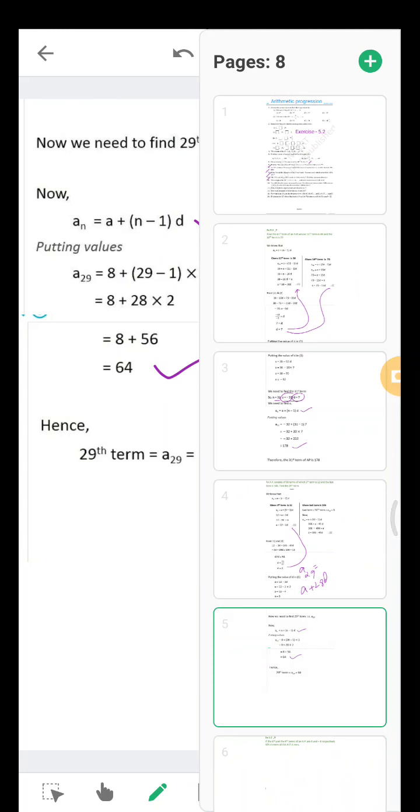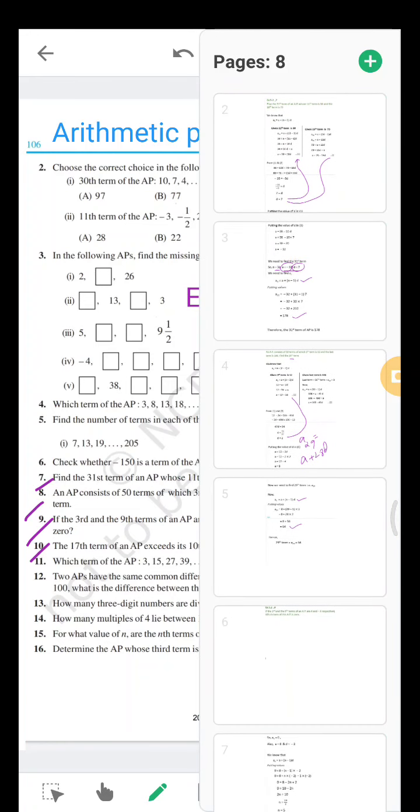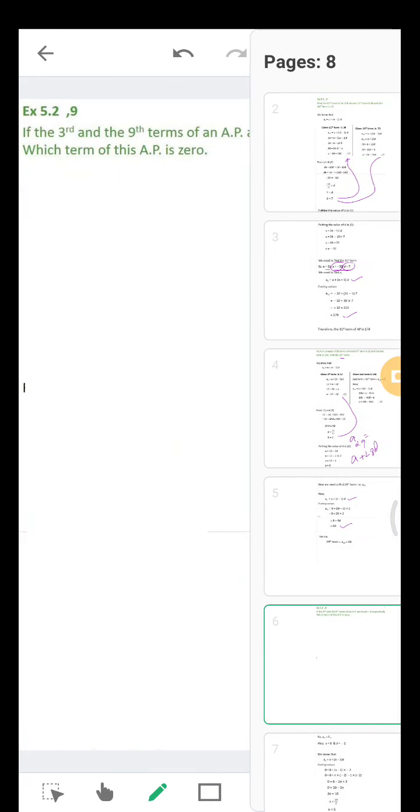Okay, this is the same as the previous questions which we have done. We did these questions in question number 3. When any two terms are given, we were finding the missing terms. The same thing is given here in the form of a statement. Okay, so the same procedure we are using. Let's go to the next question.